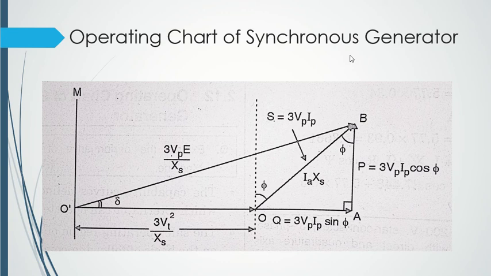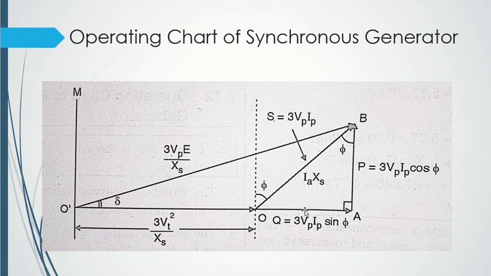What is happening here? Can you tell me what this line AB is? This vertical line AB, what is AB? Here it is mentioned P is equal to 3 Vp Ip into cos phi. So don't we call it real power, or my active power, right?